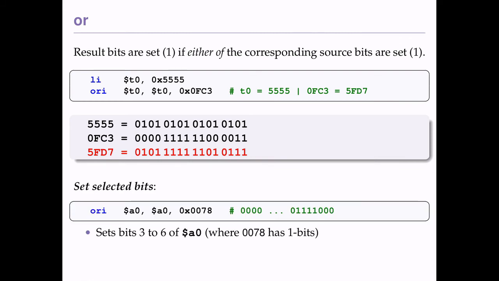And we can use this to set selected bits. Because we know that OR with at least one value of 1 will return 1, if we set 1 in the columns that we want it to be 1, in this example we've set 3 to 6, that'll mean that in the resulting word in A0, the 3 to 6 bits will be set because the OR is already going to succeed because of the value that we've given it.